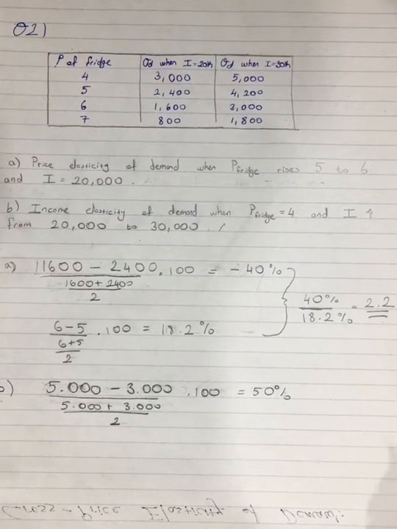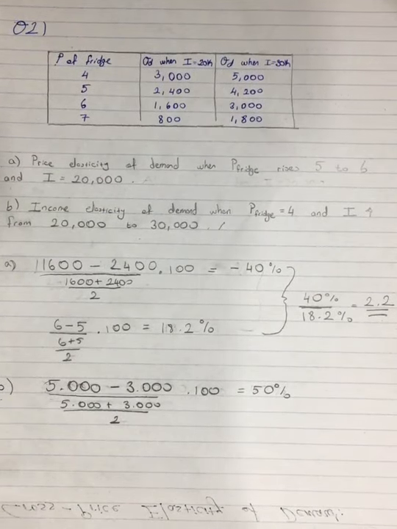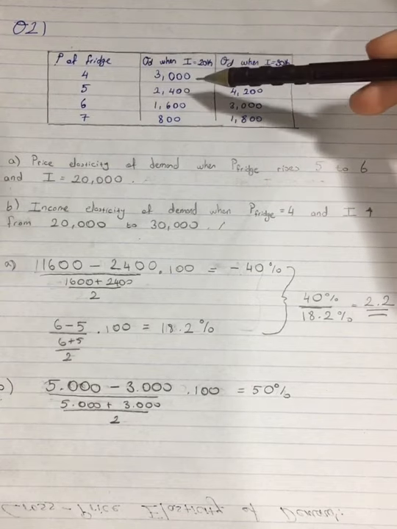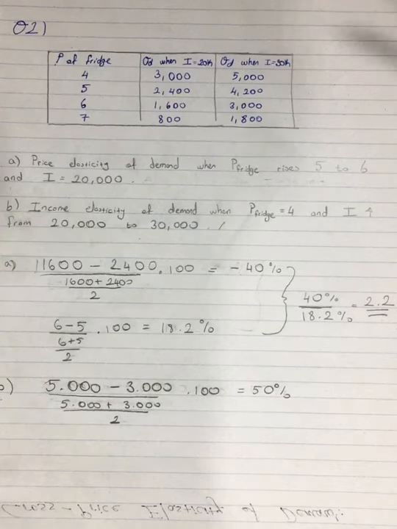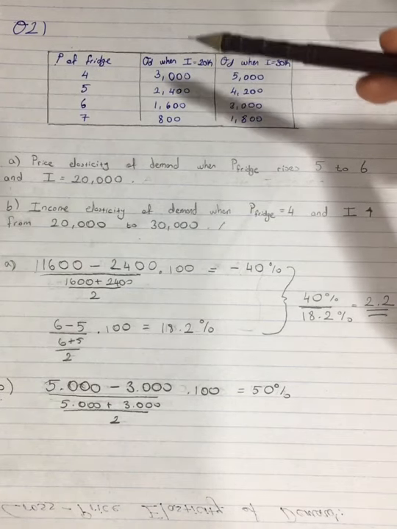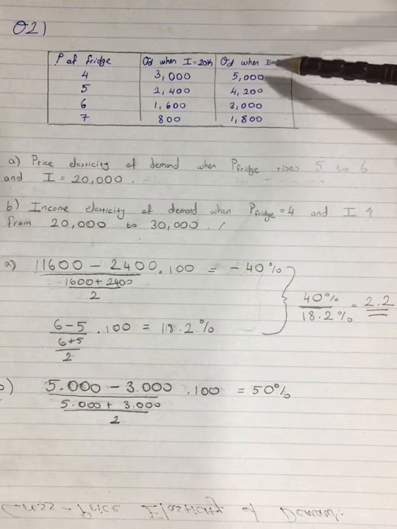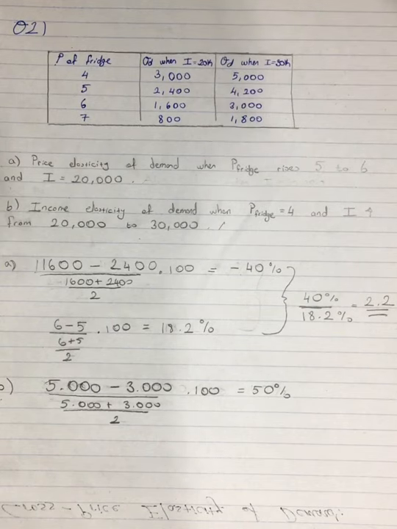Okay, let's continue with the second question. In the second question, we are given a table and different allocations. As you can see, as the price of fridge increases, the quantity demanded decreases. There are two columns of quantity demanded: one is when income is 20,000 liras and the other is when average income is 30,000 liras. Since there was a problem in recording, I already solved the questions, but we'll go one by one.